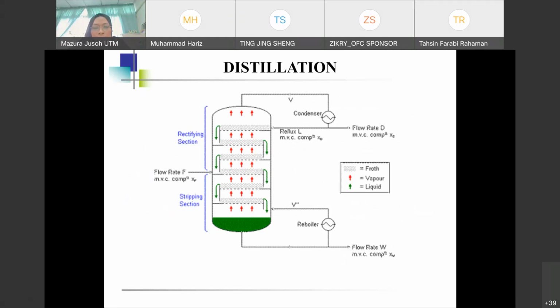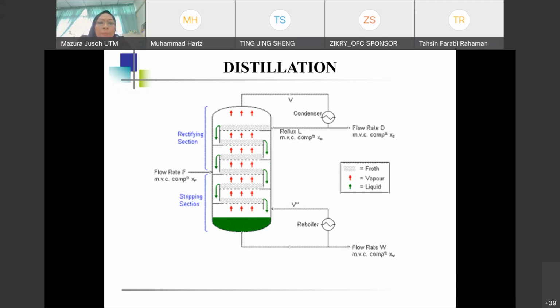It's just quite the same as absorption, where you learn how to design a tray column as well as a packed column. This goes for distillation as well, where a distillation column also can be a tray column or it can be a packed column. So in the first few early topics, we will do a tray column.